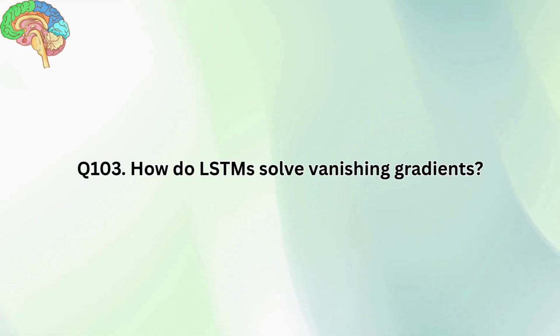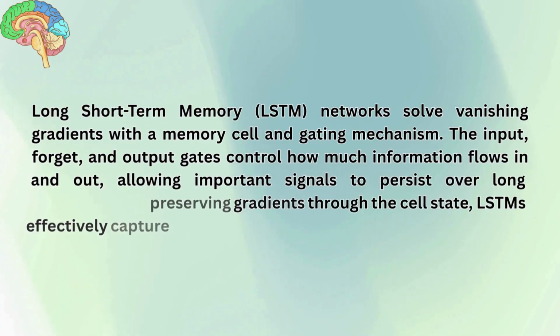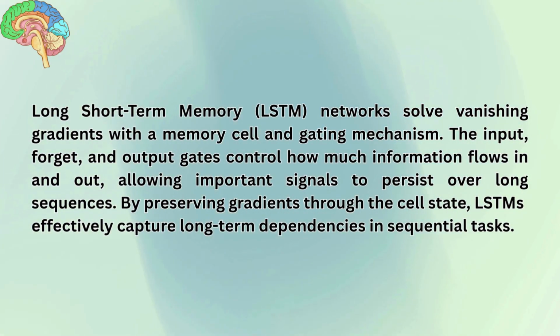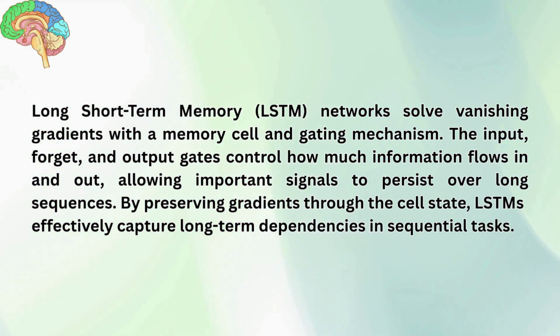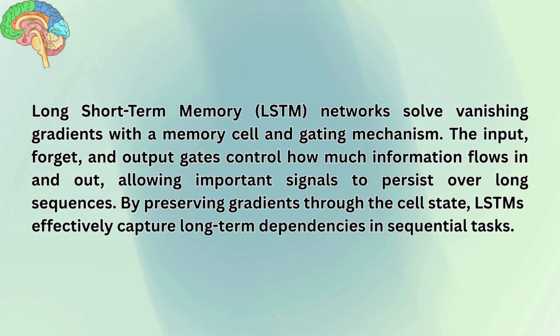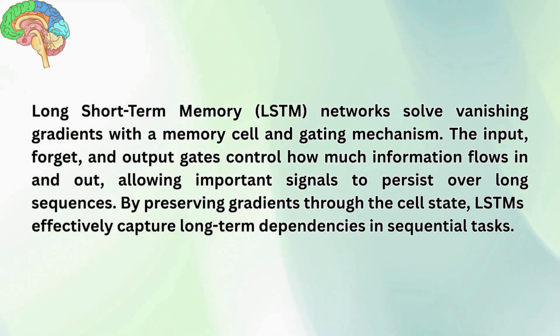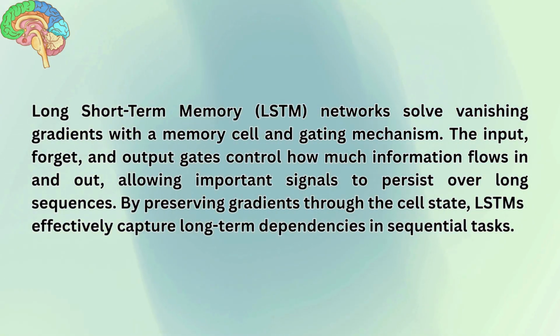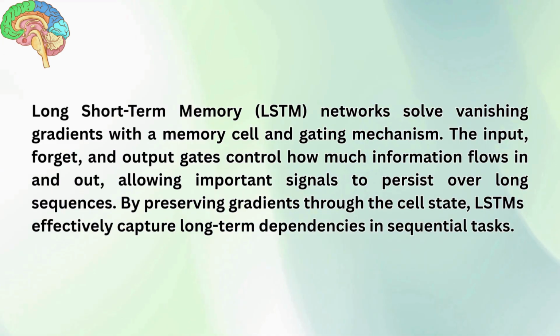How do LSTMs solve vanishing gradients? Long short-term memory, LSTM, networks solve vanishing gradients with a memory cell and gating mechanism. The input, forget, and output gates control how much information flows in and out, allowing important signals to persist over long sequences. By preserving gradients through the cell state, LSTMs effectively capture long-term dependencies in sequential tasks.